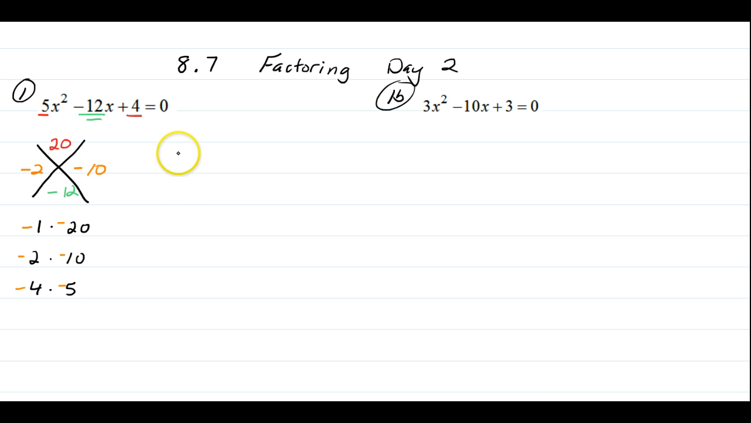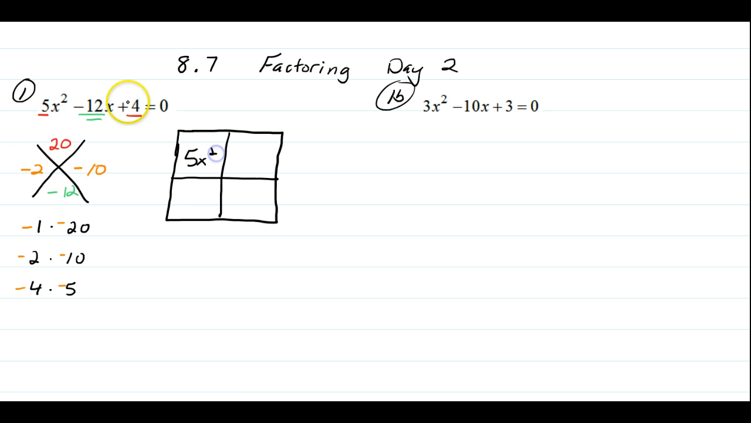So now we go to our box. So we draw a 2 by 2 box. Remember, the first number goes in the first box, so 5x squared. The last number goes in our last box, so plus 4. And then we take our answer from the x and we write it in the 2 remaining boxes, but we only want to make sure we include an x when we write it. All right, so now let's look left to right.